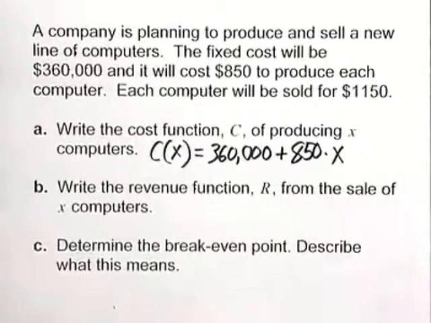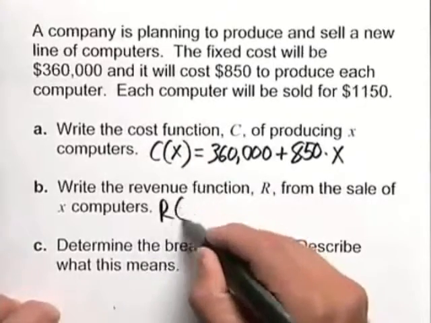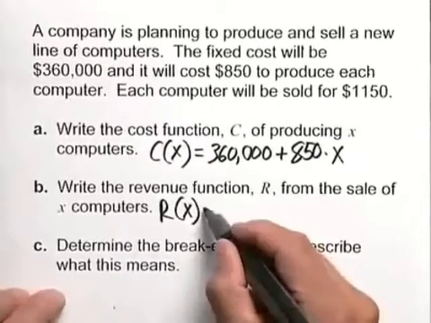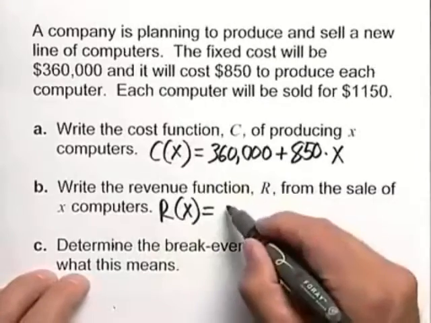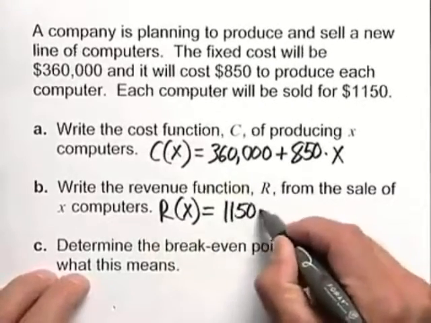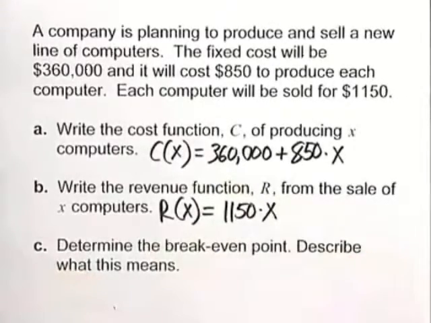Part B says write the revenue function R for the sales of X computers. Again, we're going to want to write this as a function. We'll write that as R of X. Now, going back to the top, each computer will be sold for $1,150. So we can write this as 1150 times X.